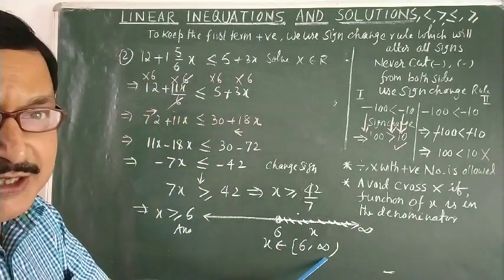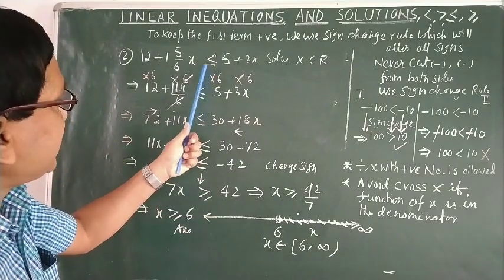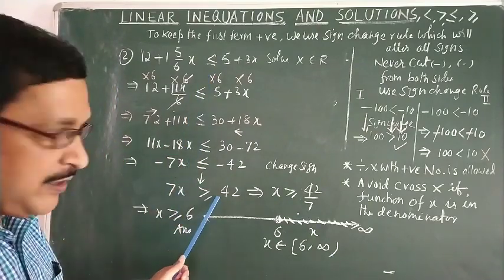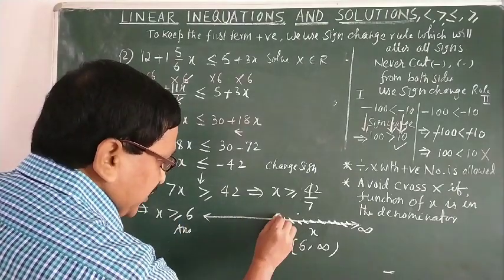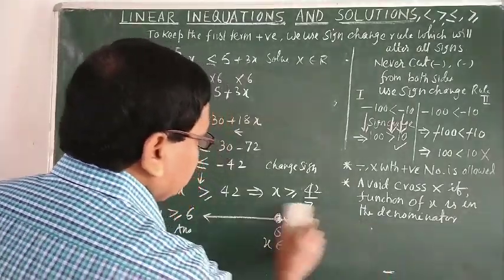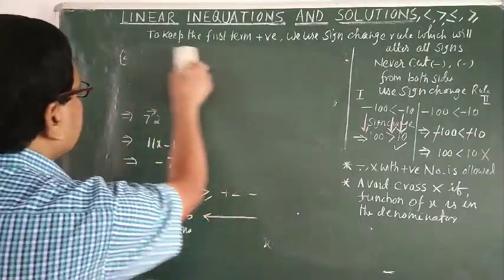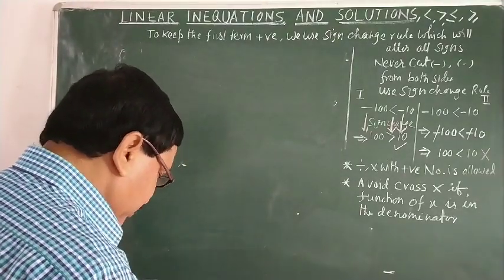If not to be taken, we use a small bracket. If taken, equal means taken. Equal means taken, meaning 6 must be taken. So this point is also taken. In case of taken, we use a big bracket. This is type 1. Now moving towards type 2.